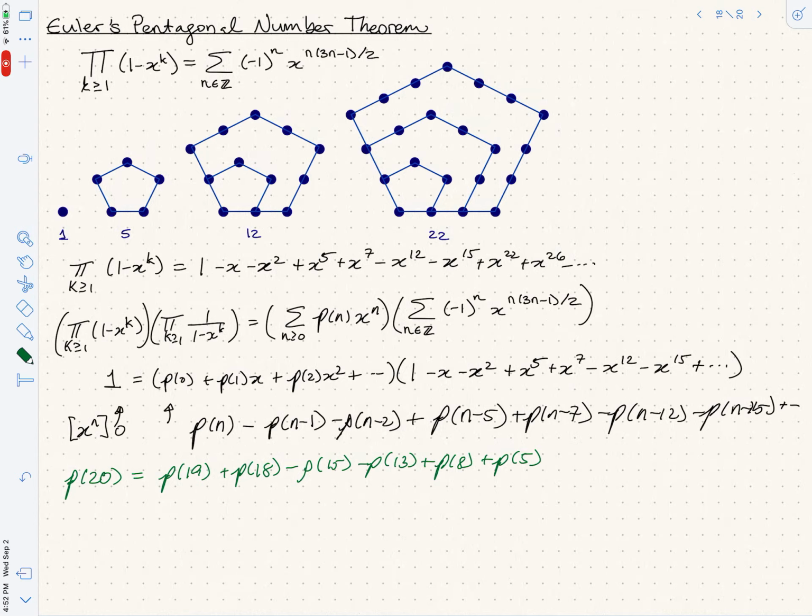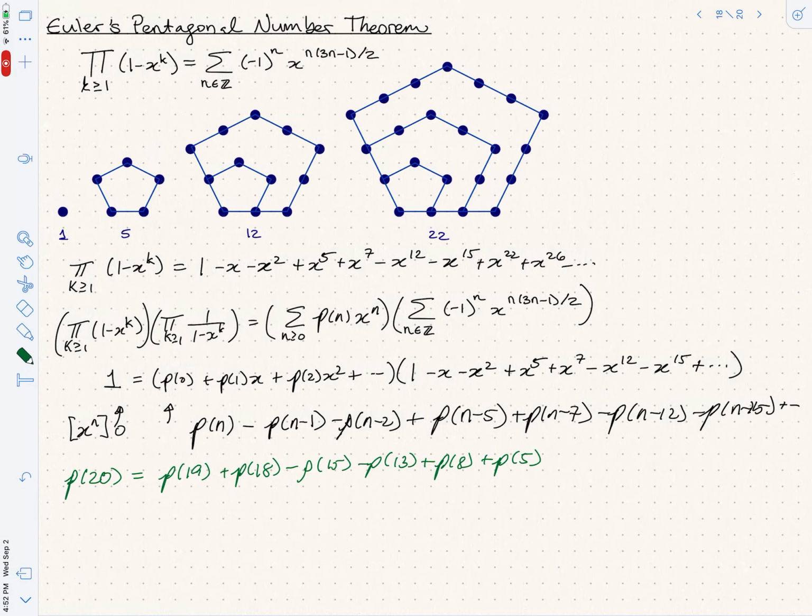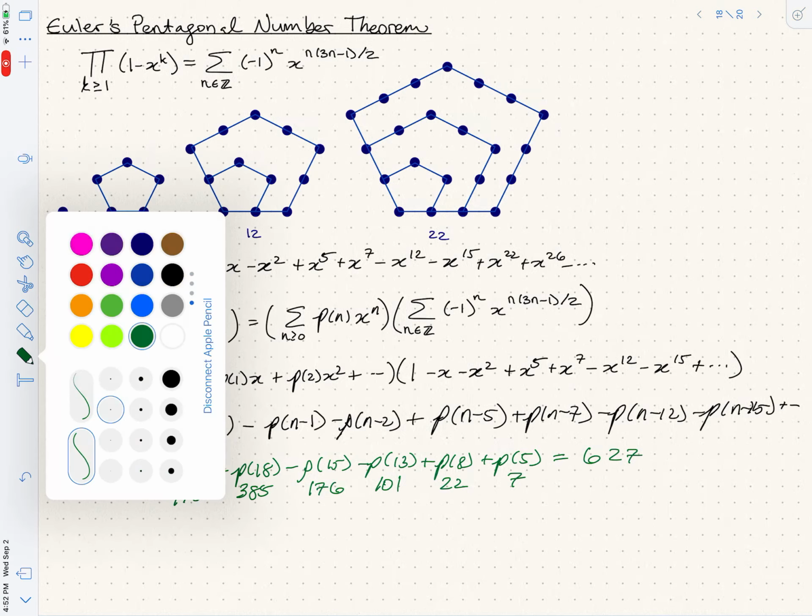And now I'm done, because now I'm going to be subtracting 22 from 20, and you can't do that. And so if I compute these numbers, I get 490, 385, 176. And of course, each of these can be computed by its own recurrence. So that's the nature of recurrences. They are recursive. But it's not a bad way to find out there's 627 partitions of 20.